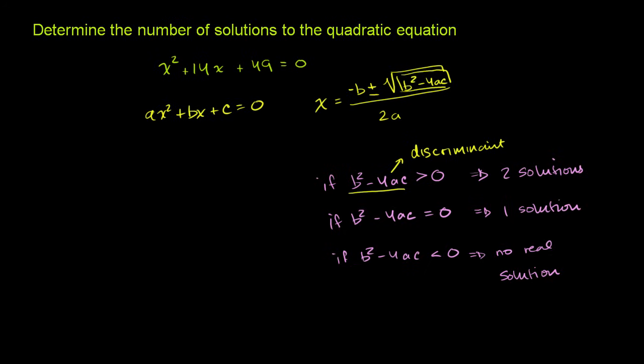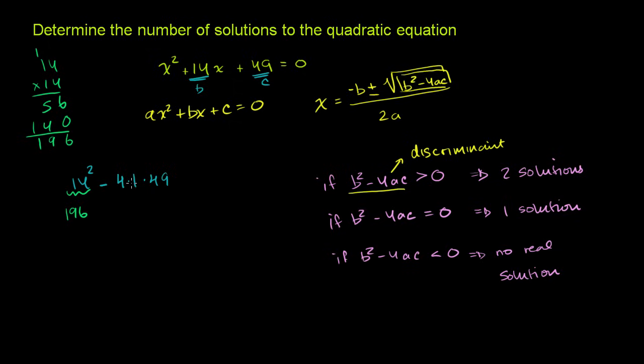So what is b squared minus 4ac? b is right here. It's 14. So it's 14 squared minus 4 times a, which is 1, times c, which is 49. That's c right there. Well, what's 14 times 14? You do it over here. 4 times 4 is 16. 4 times 1 is 4, plus 1 is 5, so 56. You put a 0. 1 times 14 is 14. It's 196. So this right here is 196.